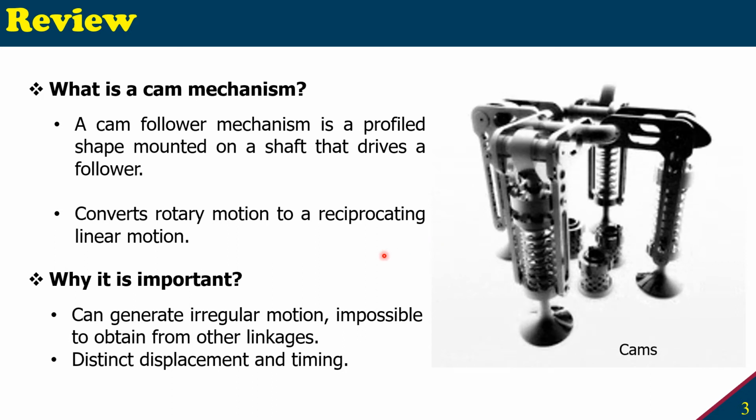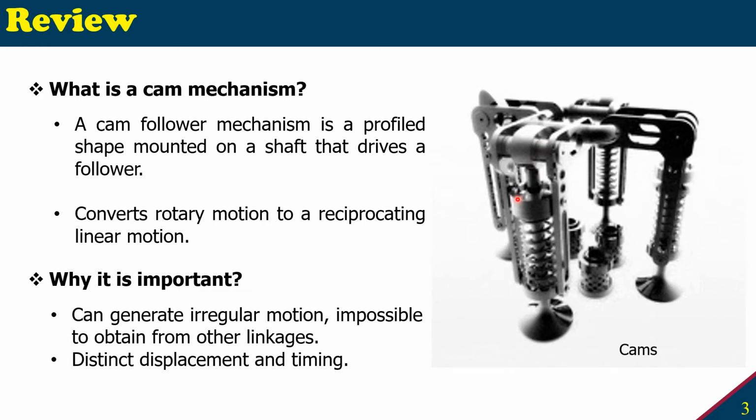So it can generate irregular motion. You see, this shape, this profile can be circular. Now it's a pear shape. It can be any shape that you want. That will affect the timing and the motion of the rod here, and that cannot be obtained from the linkages that we have learned in previous labs. So that makes it unique and important for application in our engineering lab.